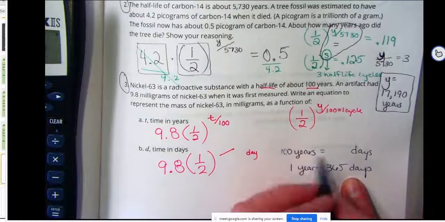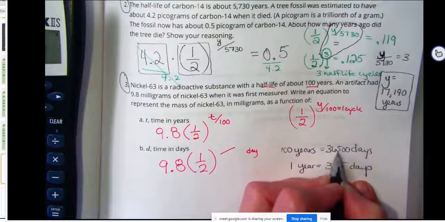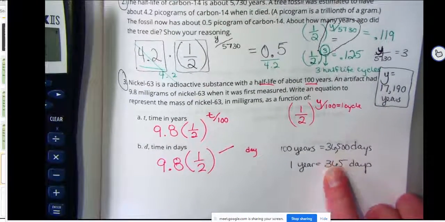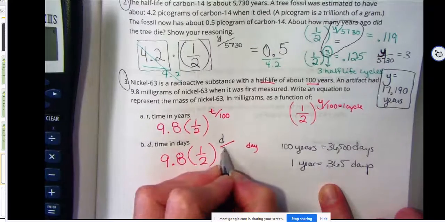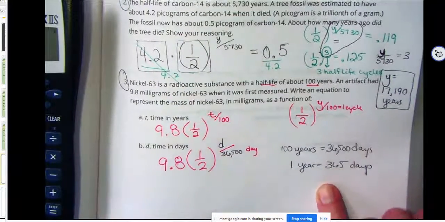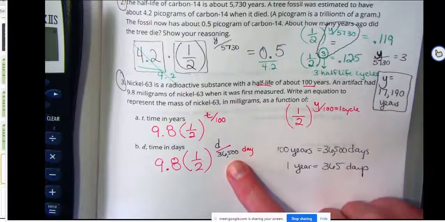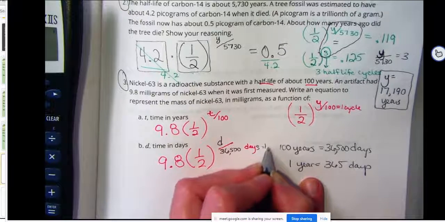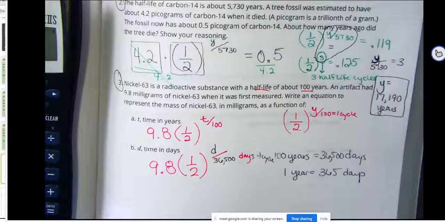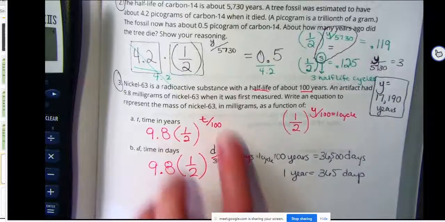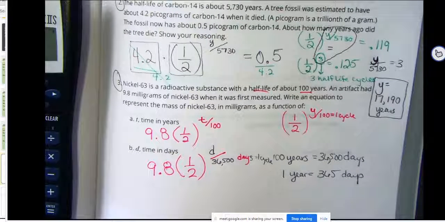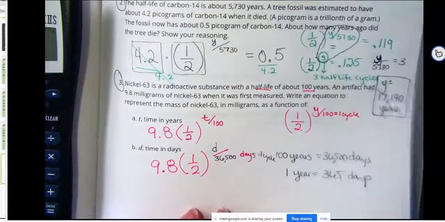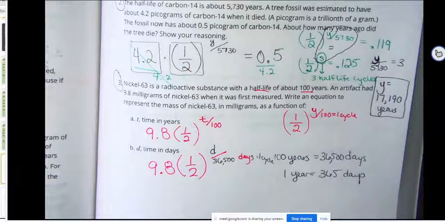So 100 years would be 365 with 2 zeros after it. 36,500 days. So if I just want to know a single day, I'm going to use D for days and use that conversion of 100 years converted into how many days it would take for one cycle. So we can just change the units just by thinking about how long a cycle is in whatever units we're looking for. We could even convert this to hours and minutes. I don't know that we need to ever date a tree that specifically, but if we wanted to, we could.